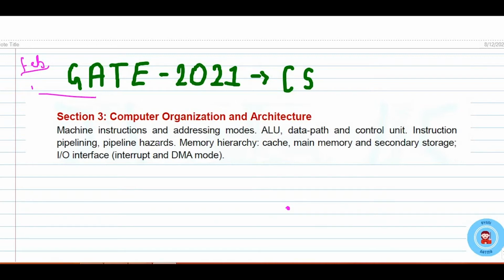One of the biggest changes for EC people came in digital electronics. So what happened in digital electronics? They have removed some part of the syllabus and brought some new parts into the syllabus. So let us analyze that first.